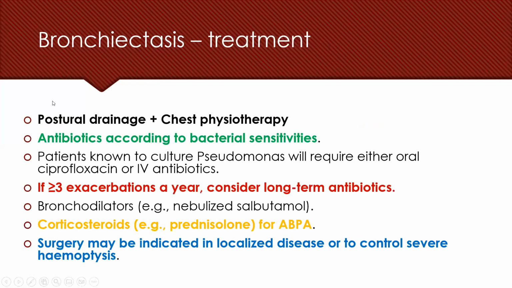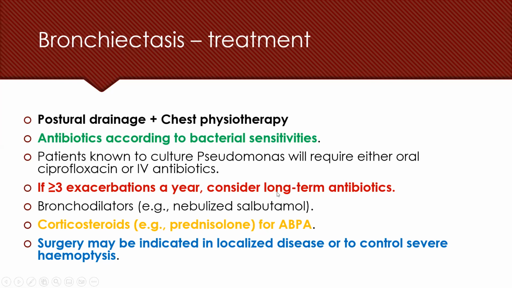The treatment of bronchiectasis basically includes postural drainage with physiotherapy. This is a very integral part of the management of bronchiectasis. Antibiotics should be used according to the bacterial sensitivity, and patients known to culture Pseudomonas will require treatment with oral ciprofloxacin or intravenous antibiotics. If we have a patient with bronchiectasis who presents with more than 3 exacerbations per year, you should consider long-term antibiotic therapy.